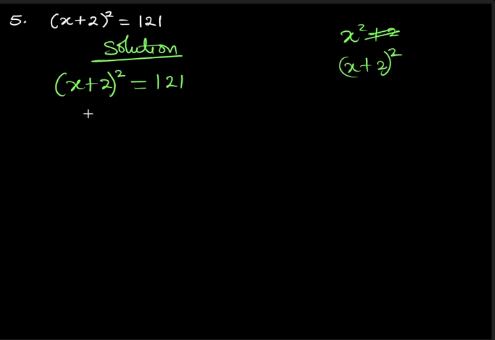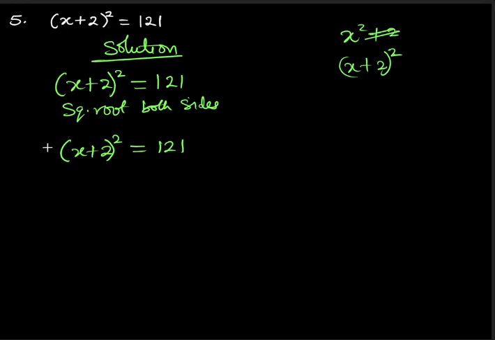And how do you remove the square? Remove the square by square rooting both sides. So we square root both sides of x plus 2 all squared equal to 121. What would that give us? The square root will cancel the square, and we'll be left with x plus 2. x plus 2 equal to what? 11. x plus 2 equal to 11.